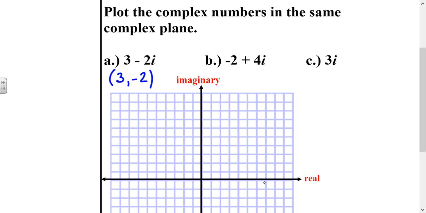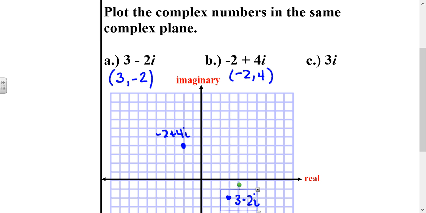And this is the real axis, this is the imaginary axis. So it's just the same. So I would do 3, negative 2, and that would be equal to 3 minus 2i. So it's pretty simple. This one would be negative 2, 4, real and then imaginary. So negative 2, 1, 2, 3, 4. So this would be negative 2 plus 4i.